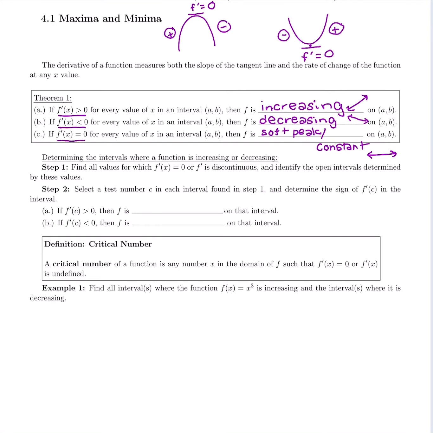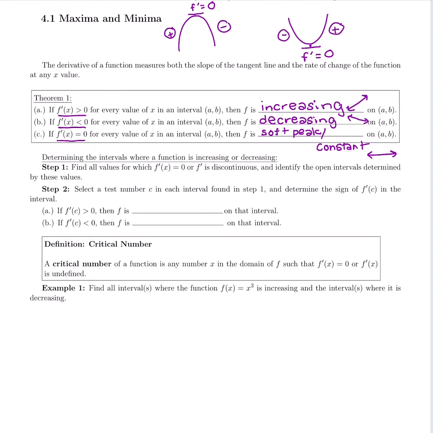So if it has a soft peak, the derivative is 0. At the top and bottom of a max and a min, the derivative is 0. And if there's just a flat part of the graph, that would also have a derivative of 0. So if we want to be able to figure out where a function is increasing and decreasing without ever even being given a picture, we can look at the sign of the derivative.